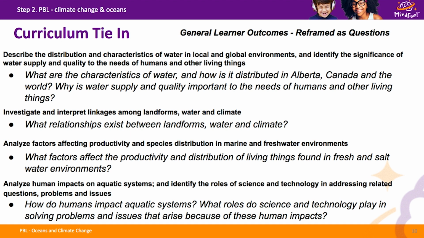Or analyze factors affecting productivity and species distribution in marine and freshwater environments. Instead, what factors affect the productivity and distribution of living things found in fresh and saltwater environments. So this process allows us to more easily digest what those learner outcomes are for ourselves and for our students as well. Right now, we welcome you to pause the video and reframe one or more of the general learner outcomes for your selected unit.